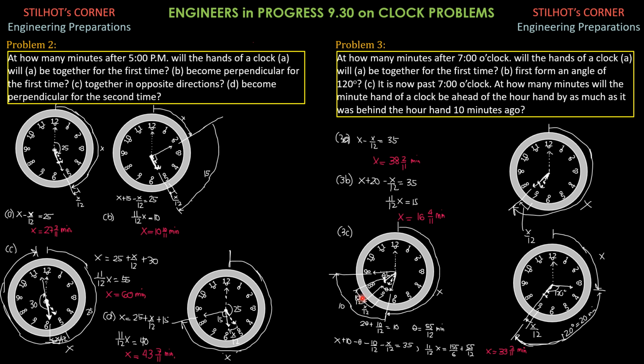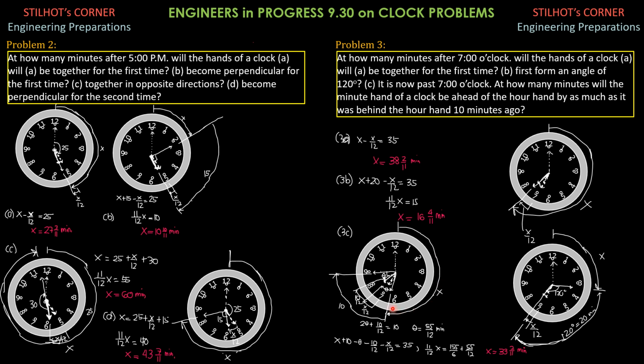And therefore, from the figure, theta plus 10 over 12 plus another theta is equal to 10. So theta plus 10 over 12 plus theta is 10. So in other words, 2 theta plus 10 over 12 is 10. Solving for theta, theta is 55 over 12 minutes.